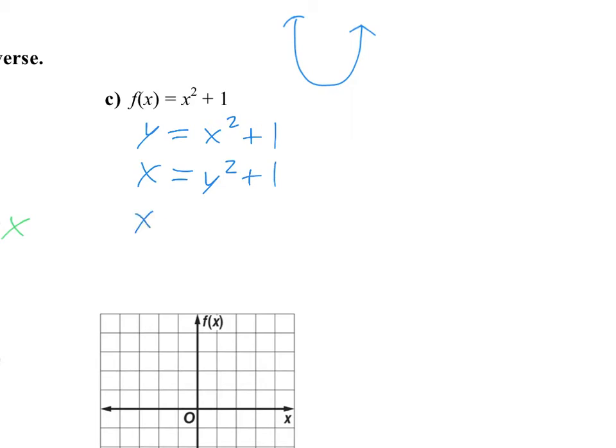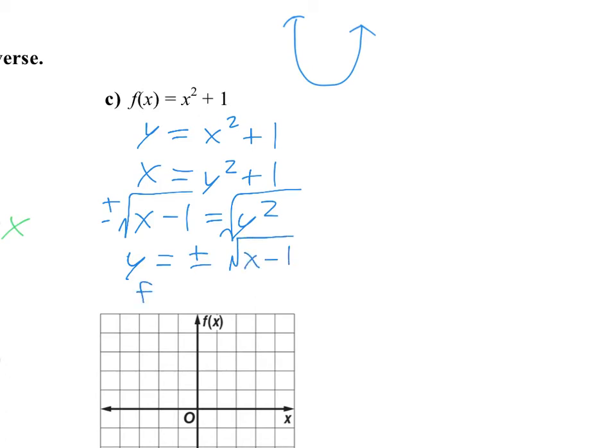So x minus 1 equals y squared. Now I square root both sides. This is going to be y equals, and I put plus or minus on this side, plus or minus radical x minus 1. And now change it back. F inverse of x equals plus or minus radical x minus 1.